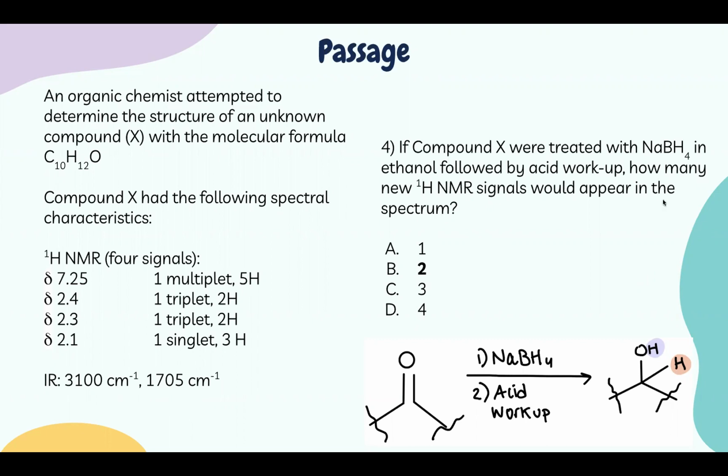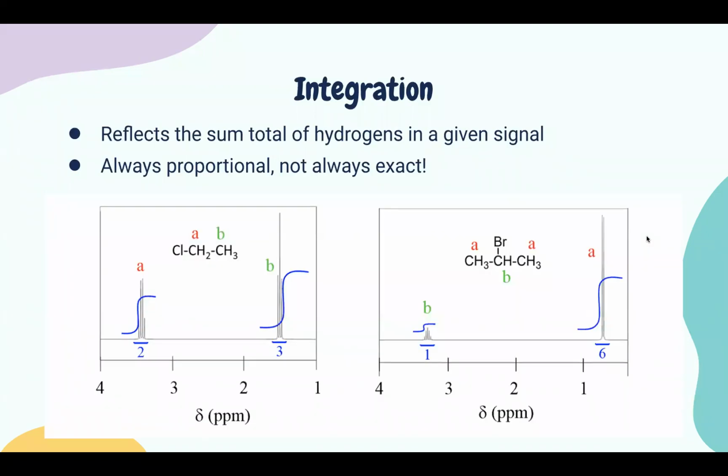All right, and that was my portion of the PowerPoint, but I will go over integration with you. It's very simple. I don't think this would come up. This feature isn't really focused on that much in the MCAT. Basically, integration just tells you a relative number of hydrogens in a signal. Like Nitij pointed out, it's always proportional, it's not exact. So you would just pay attention to the height of the peak and compare them to each other.